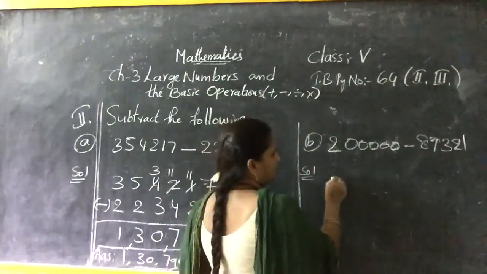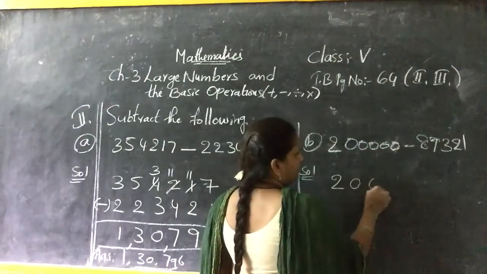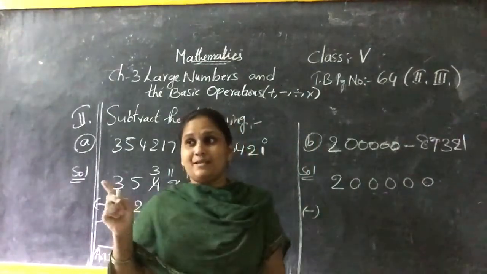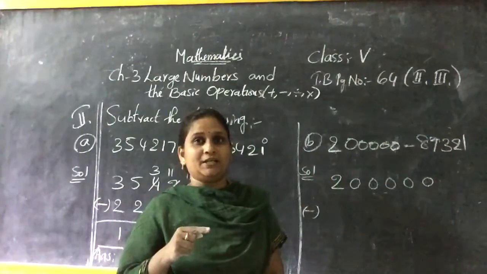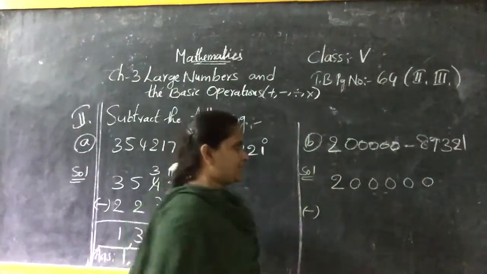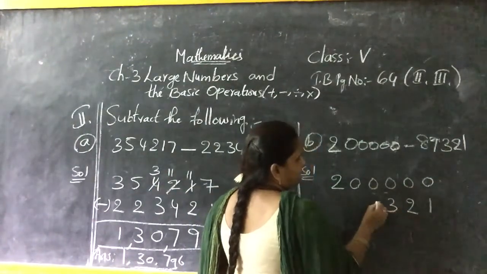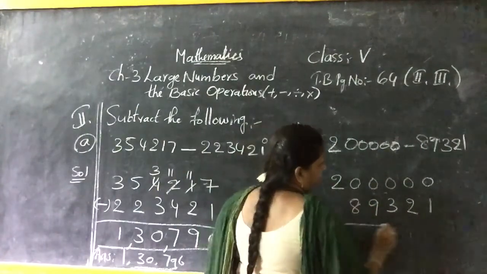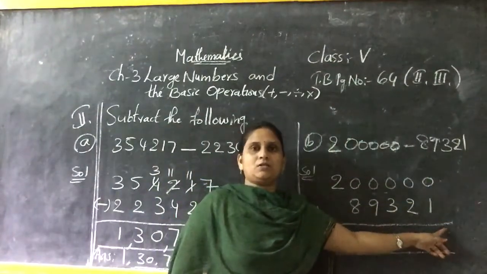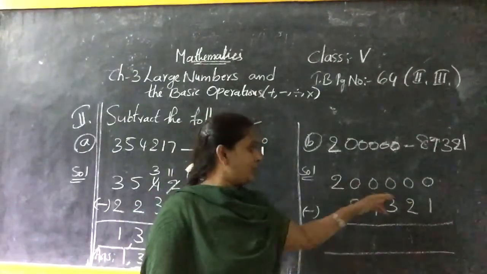Now the B1 solution. First, same. Give a one finger gap arrangement. 2, followed by 5 zeros. Give a small gap and write it. 1, 2, 3, 4, 5. Minus. Now, from which place onwards will I write the number, children? Yes, from the ones place onwards. From last to first. So the last number: 1, 2, 3, 9, 8. Open 0 fingers and close 1 finger. Is it possible? No. So what do you have to do? Take a borrow from the number before.